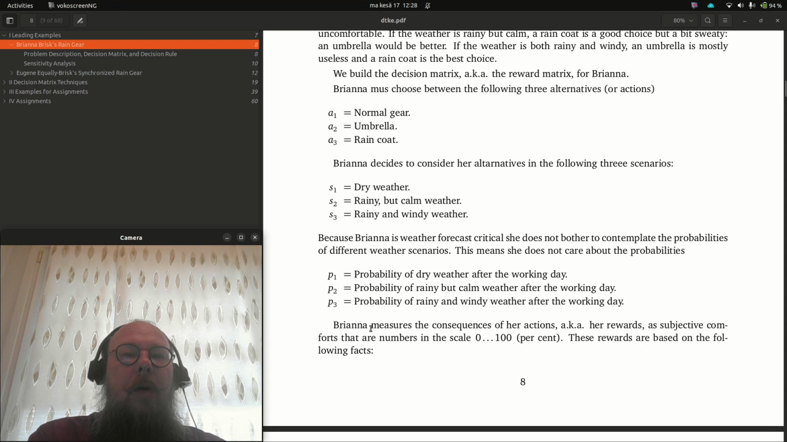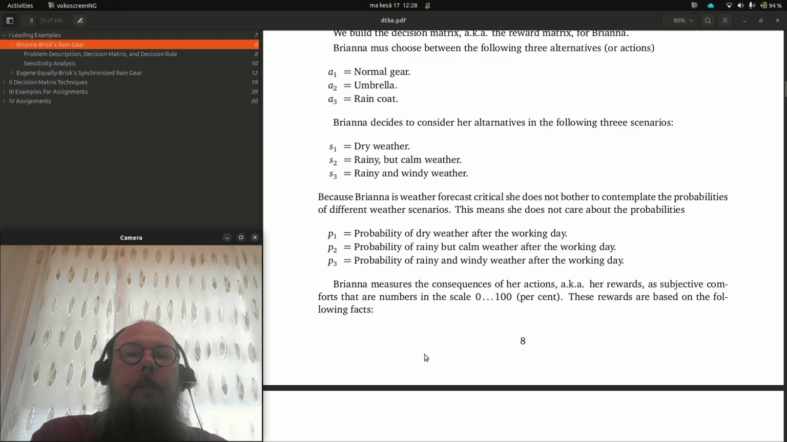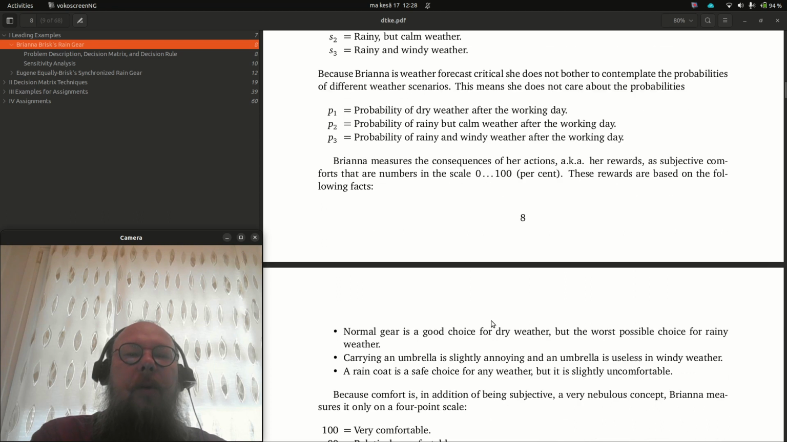And how does Brianna measure the consequences of her actions? That is the rewards. And she uses subjective comfort. So this is a subjective measure. She just decides them somehow. And these are numbers from the scale 0 to 100%. And the rewards are based on the following facts.